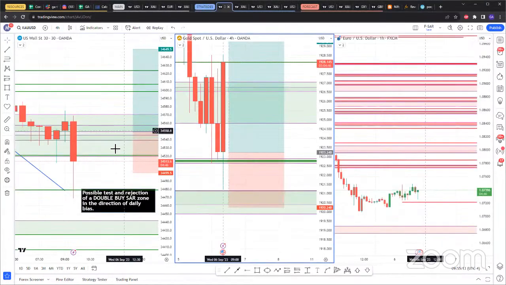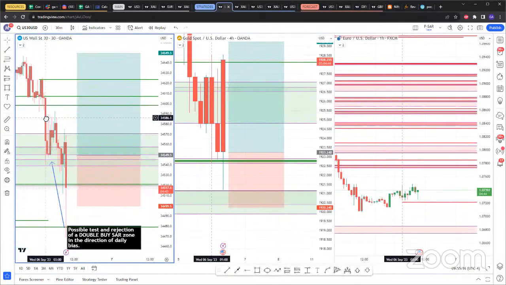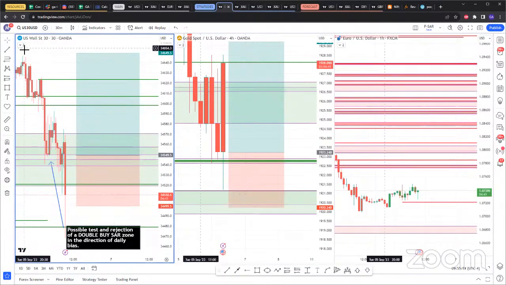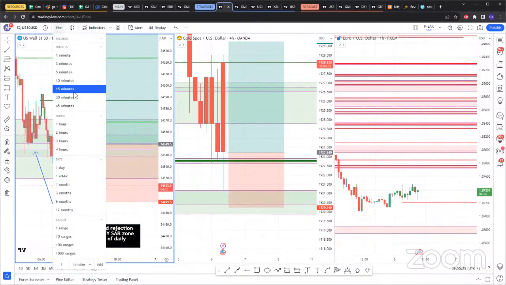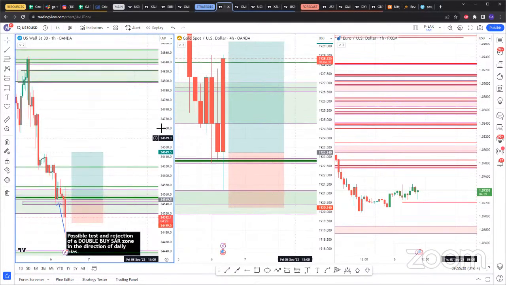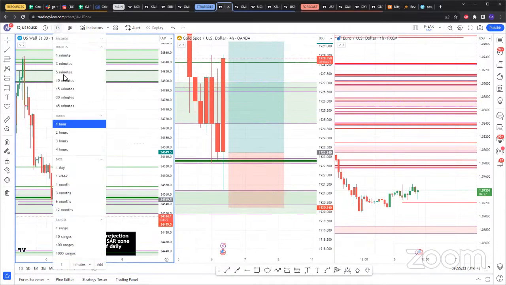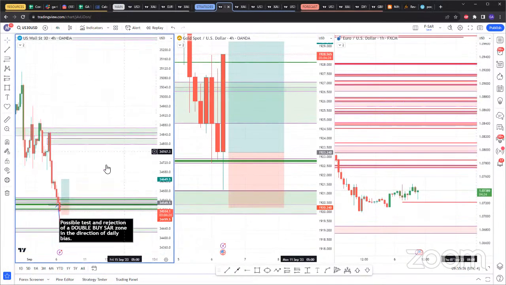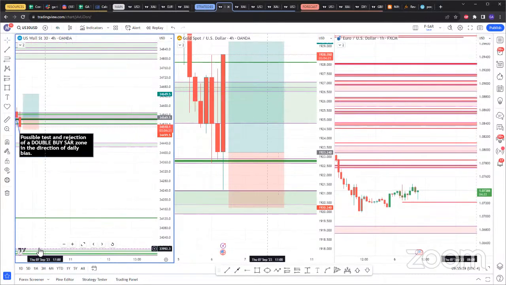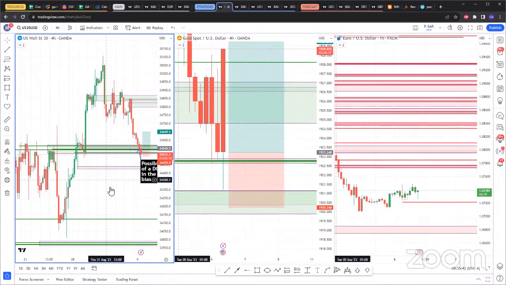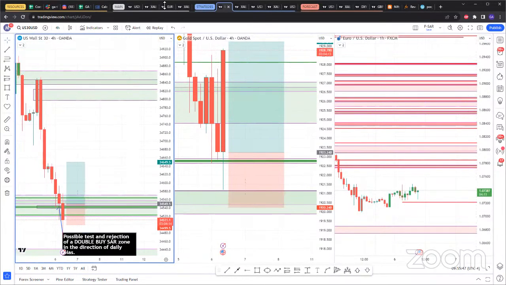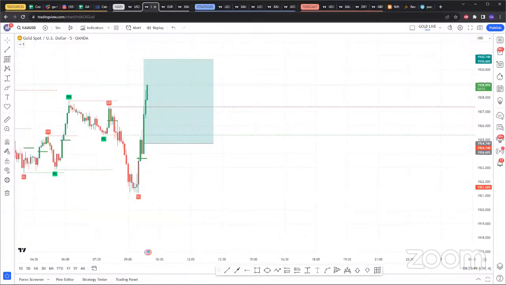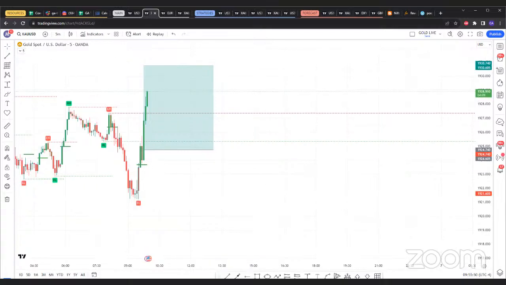What was I looking at? I was looking for US 30 right here. Go to the 30 minute. There's nothing there for a double SAR on the 15 minute. Nothing there. So for US 30, there's nothing for a double SAR on the 15 minute or 30 minute. Okay. There goes gold, still pumping. Nice, nice, nice. This is good.